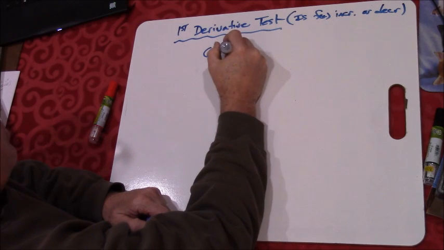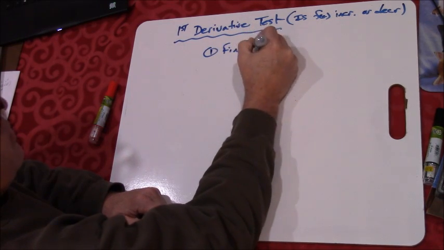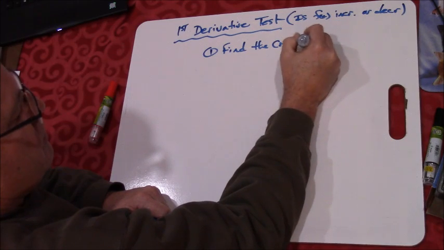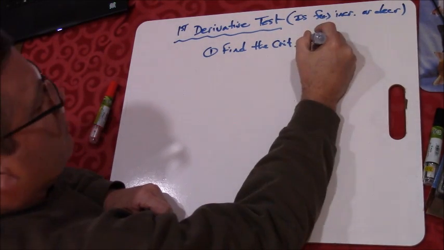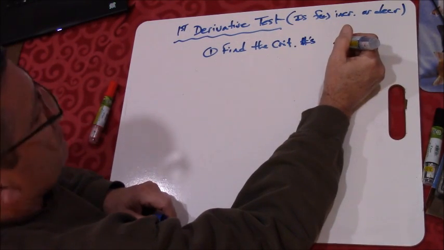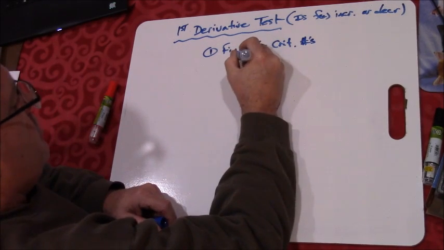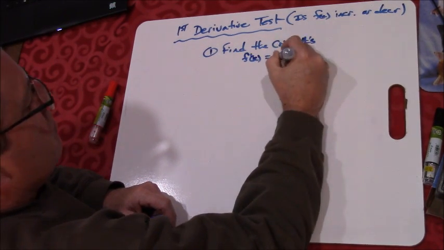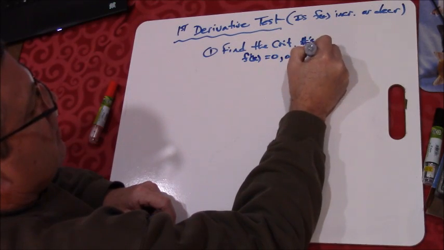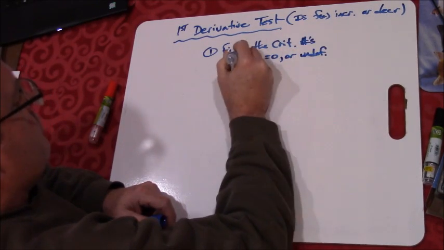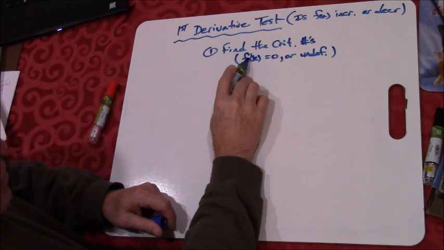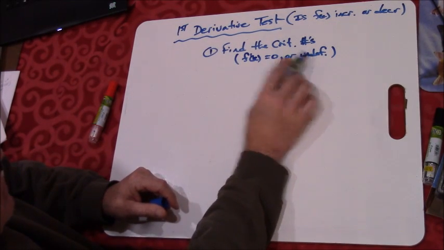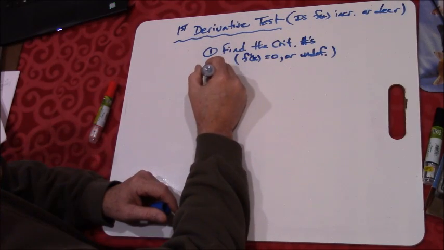So our first step is we need to find the critical numbers. And we said in our last video that this happens when f prime of x equals 0 or is undefined. Where is the derivative undefined? Not the original function. There's a difference there. So that's the first thing I have to do, is find all my critical numbers.